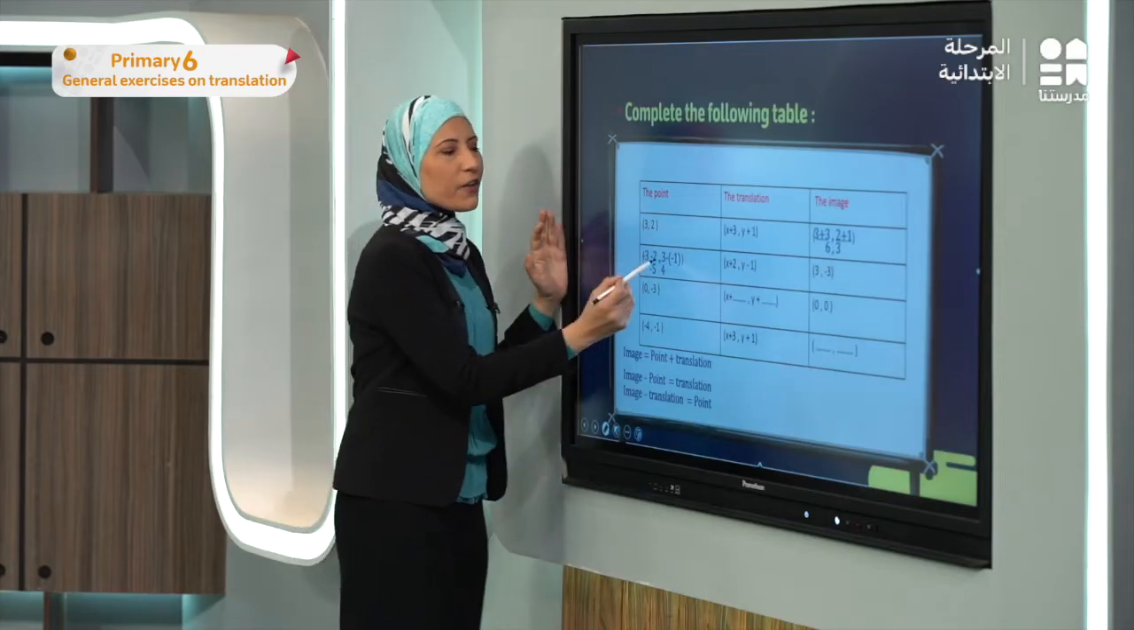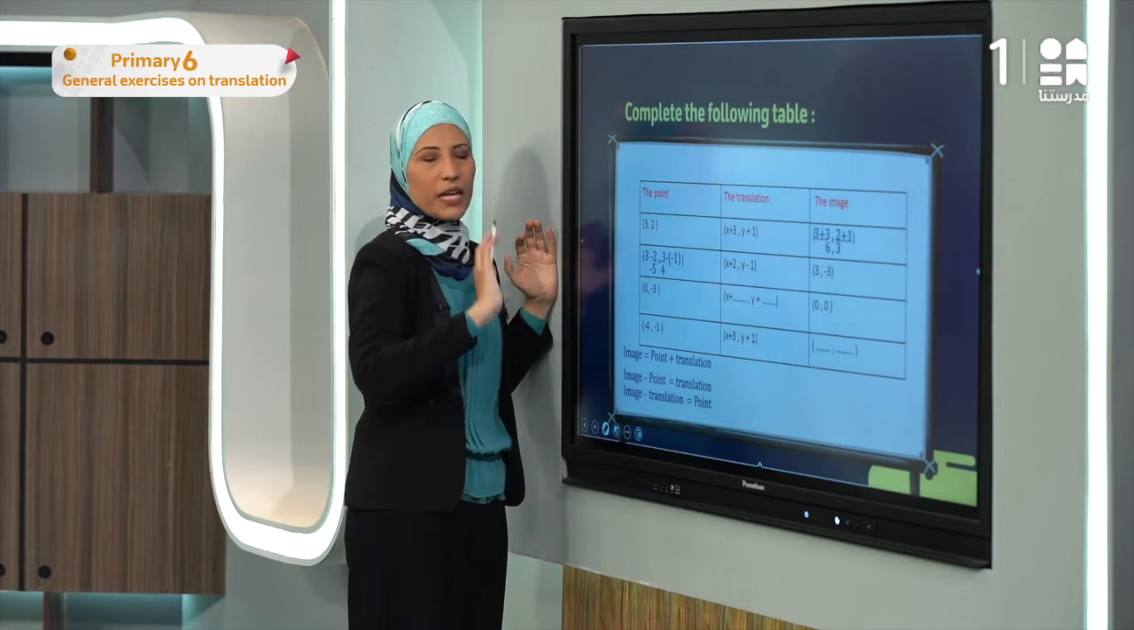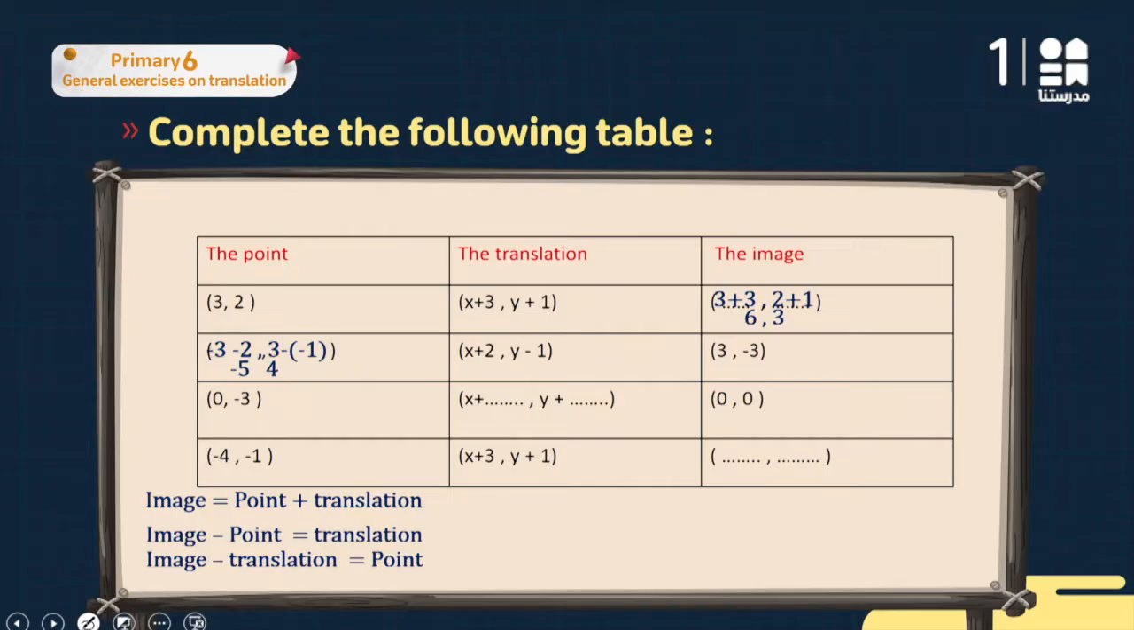Why negative 5? Because negative 3 minus 2 will give me negative 5. We already did that. And 3 minus 1, we said before, if I have two negatives beside each other, it changes to become a positive. So instead of 3 minus negative 1, it means 3 plus 1, so it gives me 4. So here it will be negative 5 and 4, negative 5 in x and 4 in y.